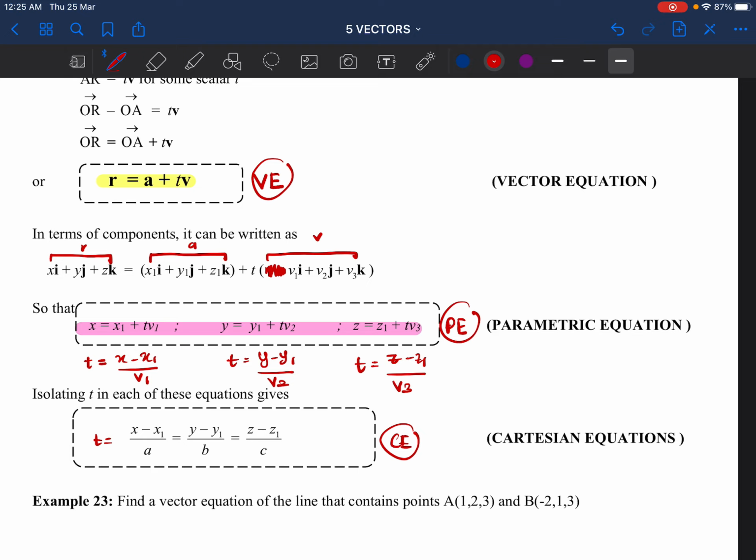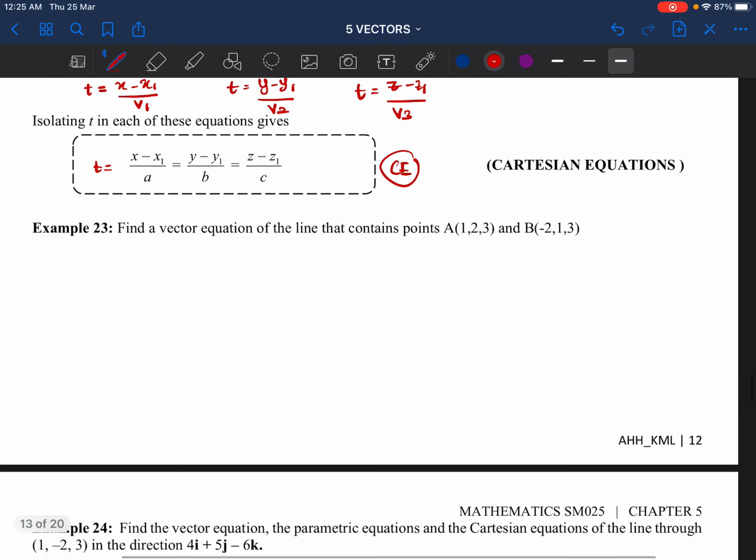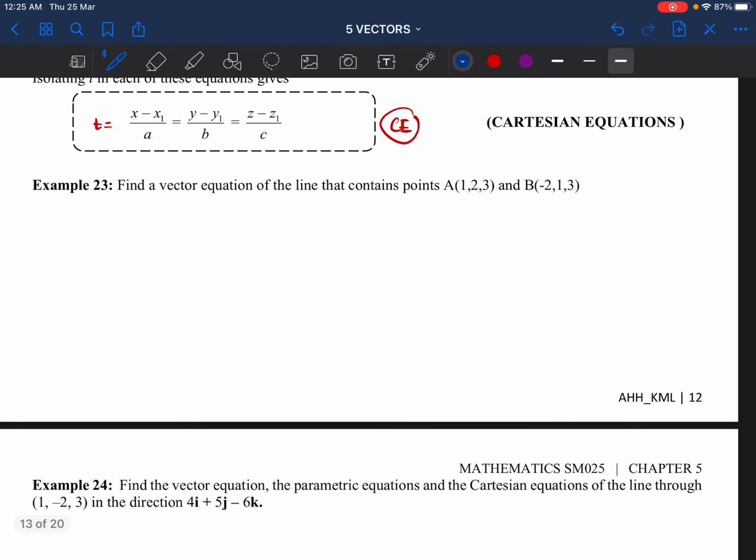So there are 3 things you need to remember. The question will ask directly for either the Cartesian, parametric or vector equation. Okay, look at example 23. Find a vector equation. You can see it asks for the vector equation. We know that r equals a plus tv. Write it down first: r equals a plus tv of the line that contains points A and B.